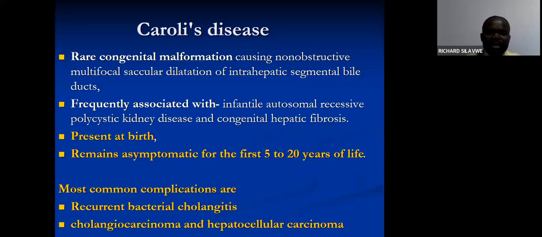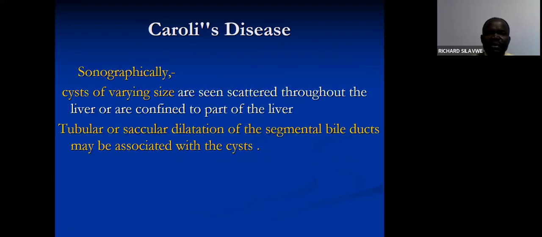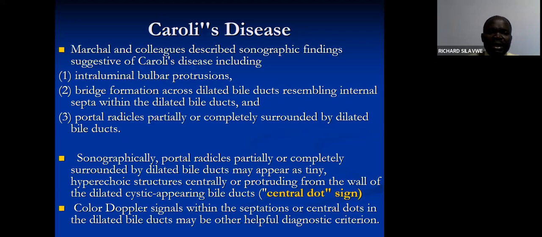So the most common complications are recurrent bacterial cholangitis, cholangiocarcinoma, and hepatocellular carcinoma. Sonographically, you'll find cysts of varying size. They are seen scattered throughout the liver or are confined to part of the liver. Then you'll be able to see tubular or circular dilatation of the segmental bile duct, which may be associated with the cyst. Okay, I will not talk much about that.